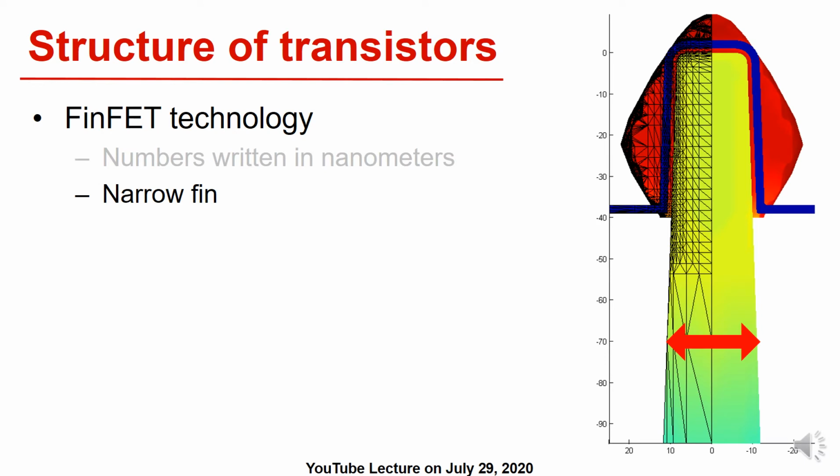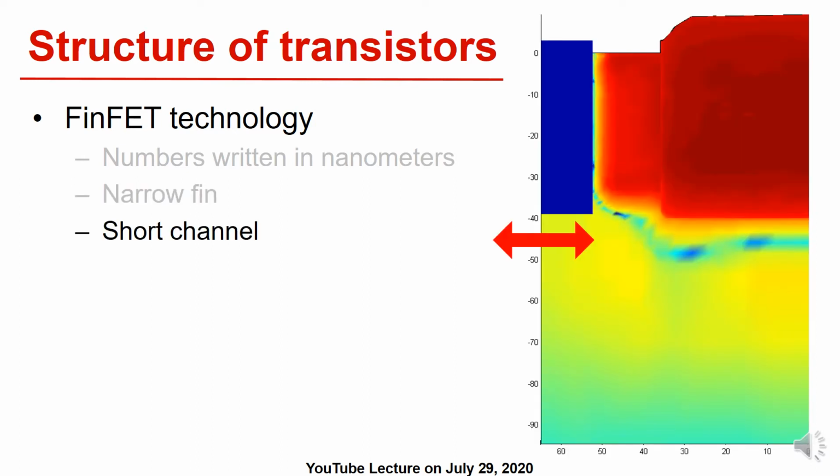The narrow silicon area, drawn in yellow and green, is called a fin. The fin is typically about 20 nanometer thick in this technology. Moreover, the silicon area covered by the hafnium oxide, drawn in blue, defines the channel. It is also about 20 nanometer long in this technology.